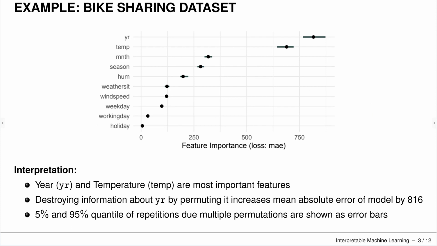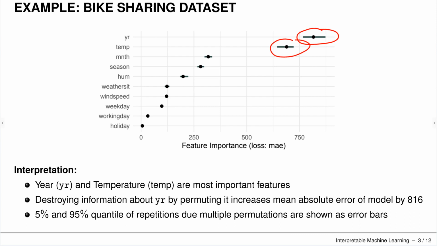To give you an example, let's look at the bike sharing data. Here, for all the features, we have one value for the feature importance and some quantiles over the repetitions. So it seems like the two most important features are year and temperature.